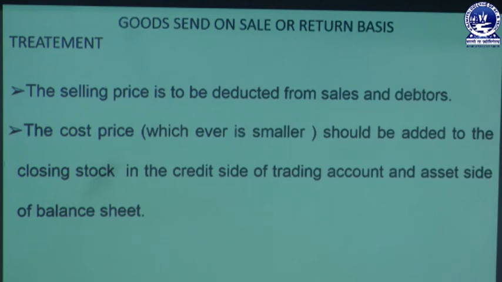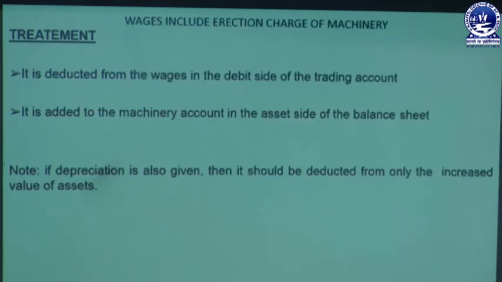Then the next one is goods sold on a sale or return basis. The treatment is that the selling price is to be deducted from sales and debtors. Then the cost price, or whichever is smaller, should be added to the closing stock on the credit side of the trading account and on the asset side of the balance sheet.